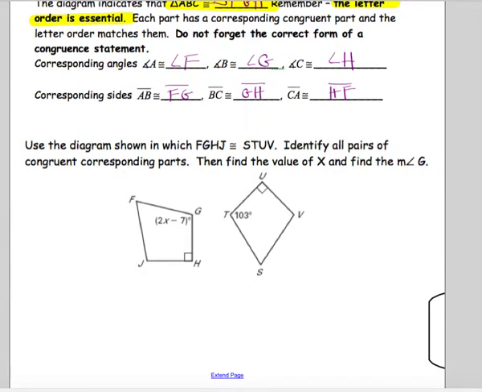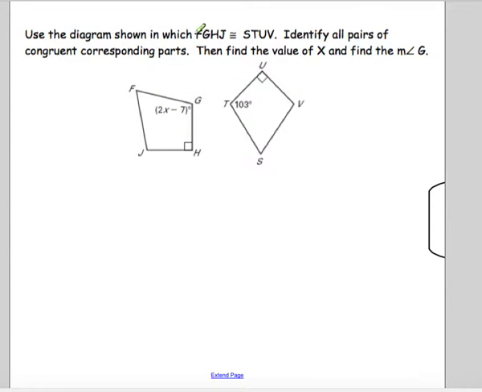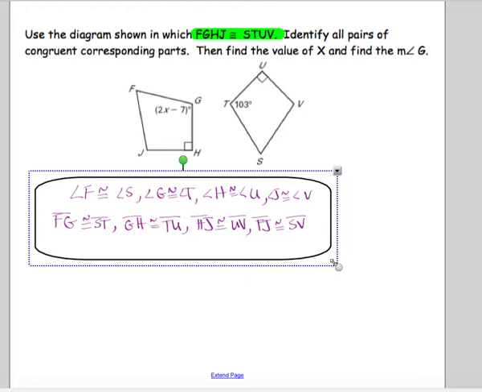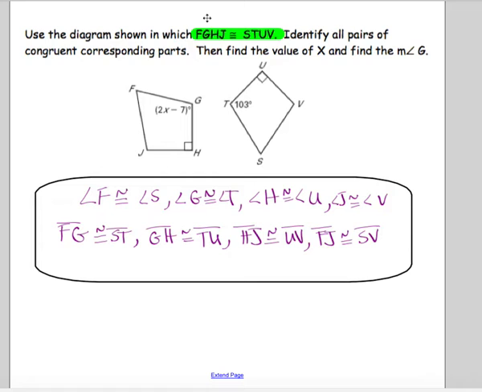Here it says use the diagram shown, and notice that they gave you the congruent statement, and I'm going to be using that to solve this problem. There's our congruent statement telling me what matches: angle F and angle S, angle G and angle T, angle H and angle U, angle J and angle V, FG and ST, GH and TU. That's how I wrote my answer to this identify all parts of the congruent corresponding parts here. And I set this up so I could just pull it out to the side and show you that answer quickly here. These are the corresponding parts in this picture, and I got that from this congruent statement.